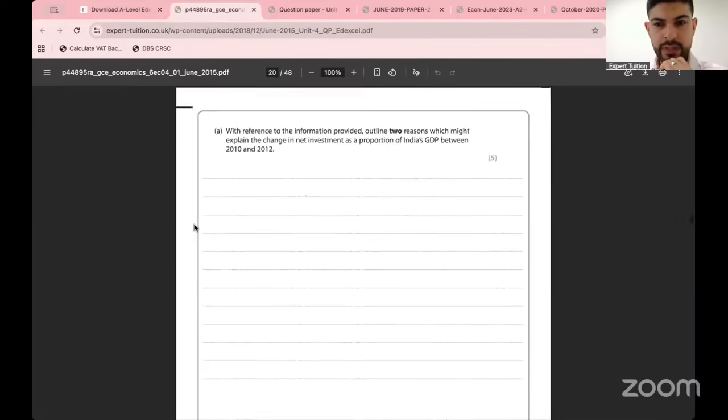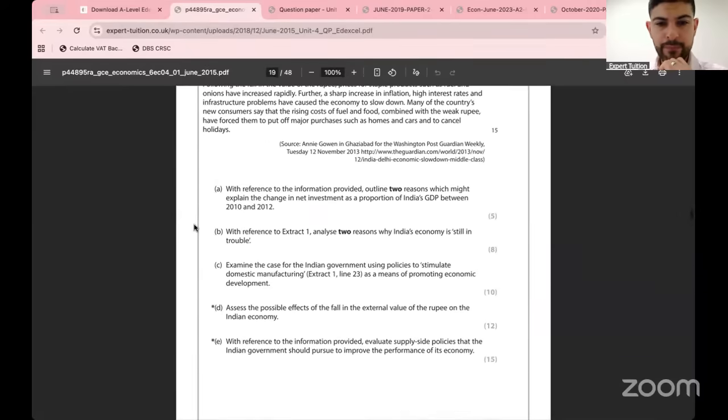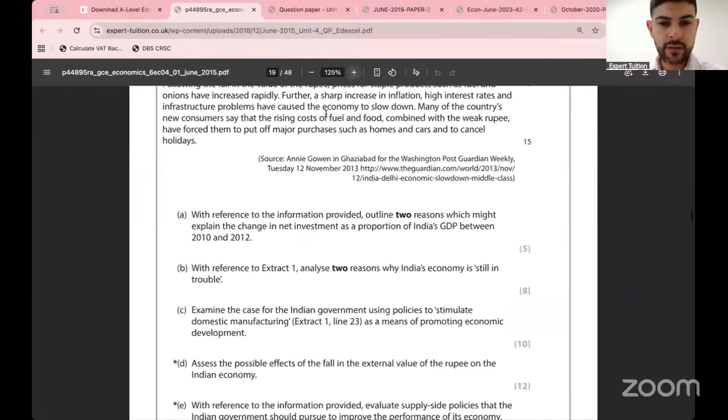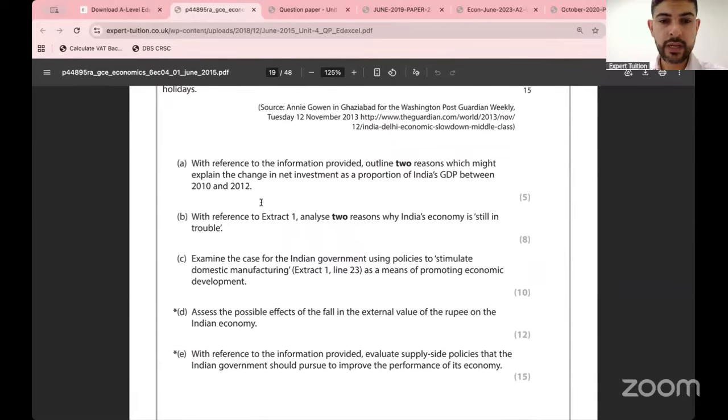Here we go. Look at this 10 marker. The 10 marker says, examine the case for the Indian government using policies to stimulate domestic manufacturing as a means of promoting economic development. Okay. Now, the question is not asking you how do you promote the manufacturing sector or how do you improve the manufacturing sector.